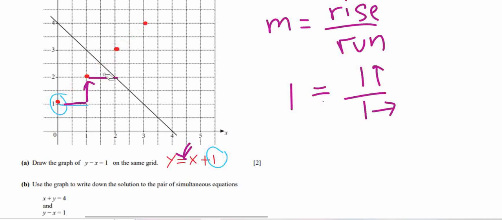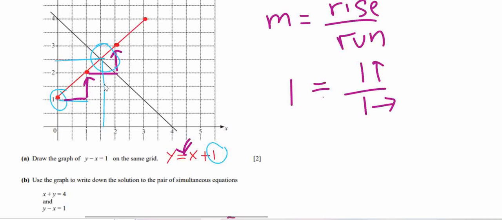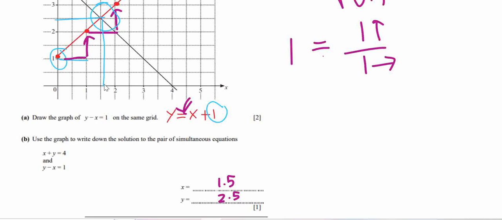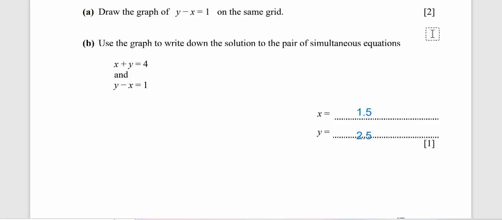So it's easy to find the intersection. You just have to see the meeting point of the two lines, which is here, and it goes to 1.5 and 2.5. So the answer will be x equals 1.5, y equals 2.5. That will be the answer. So we put the answer in the answer slot. So let's move on to the next question.